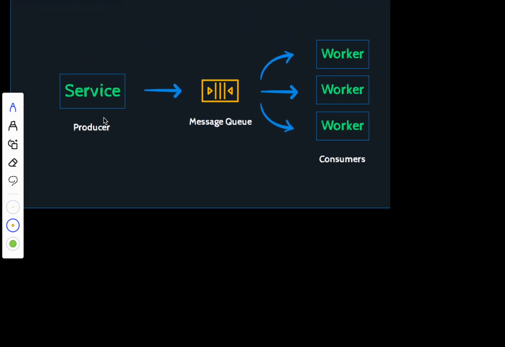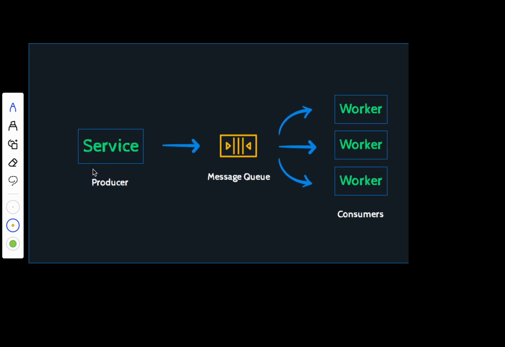We have producers, which will send messages into the queues, and the queue stores these messages until they are ready to be processed, and we have the consumers or workers, which will pull the messages from the queue when they are able to handle them. This approach decouples the producing and consuming components, allowing asynchronous communication.